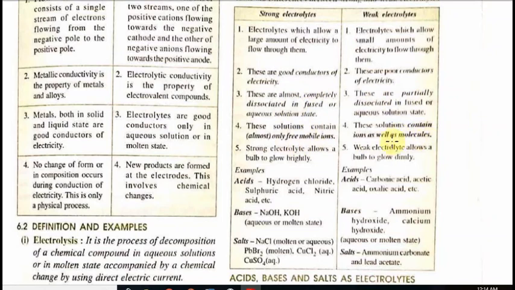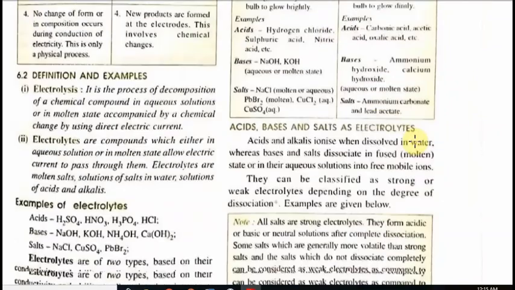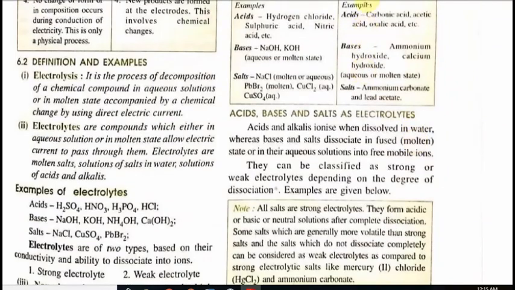Students, please memorize one line. Ions are good conductors of electricity. Molecules are bad conductors of electricity. Ions are good conductors of electricity and molecules are bad conductors of electricity. So in any solution, if the amount of ions is greater, then it is a very good conductor. If the amount of molecules is greater, then that is not a good conductor. Now students, please check these examples.